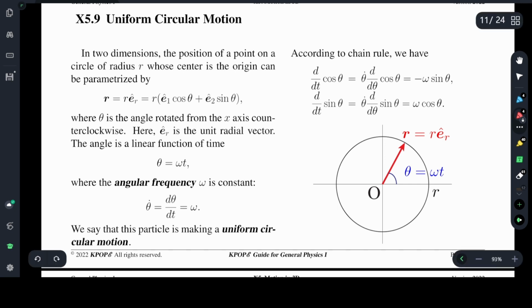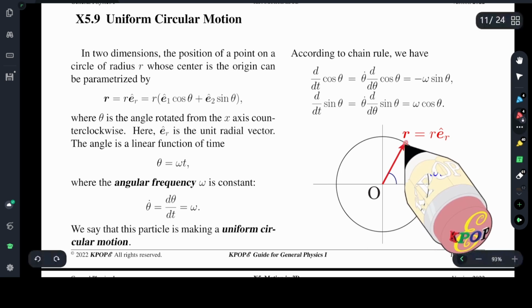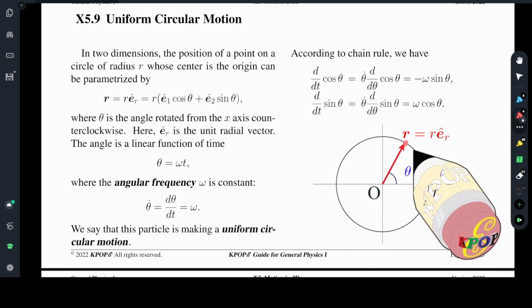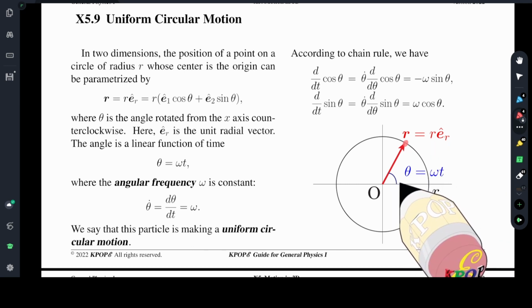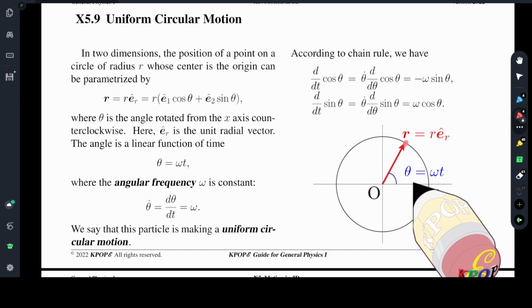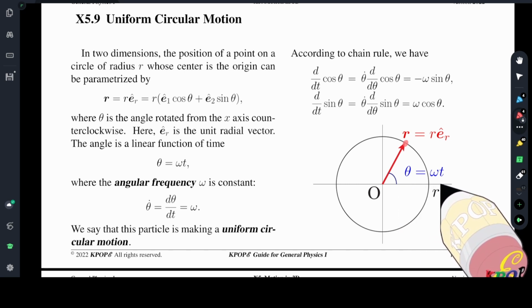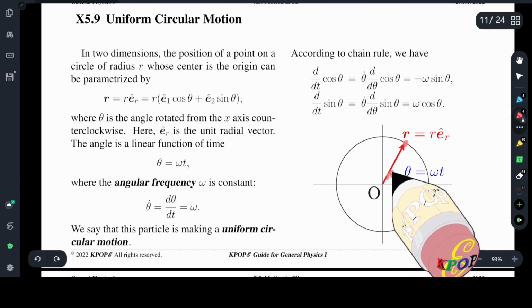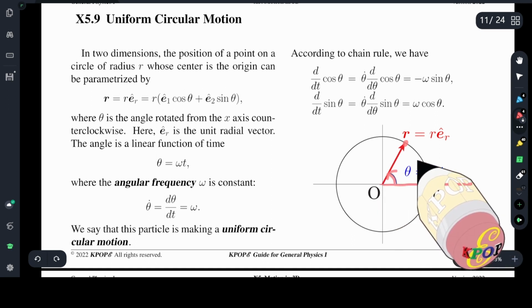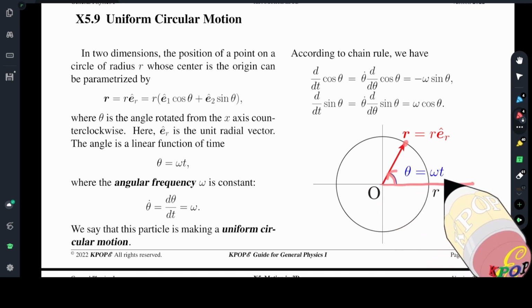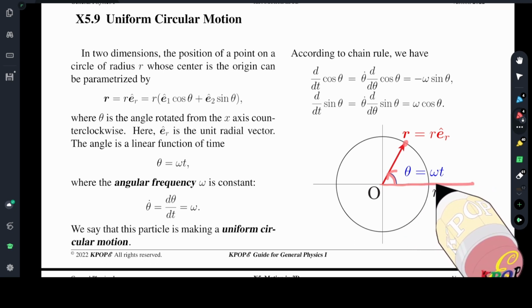Let us consider uniform circular motion. Uniform circular motion is a motion of a particle on a circle of fixed radius r, and the angular frequency, the angular velocity of the particle, is also fixed. That means the angle measured from the x-axis counterclockwise is omega t, proportional to time. So in that case, the calculation becomes quite simple.